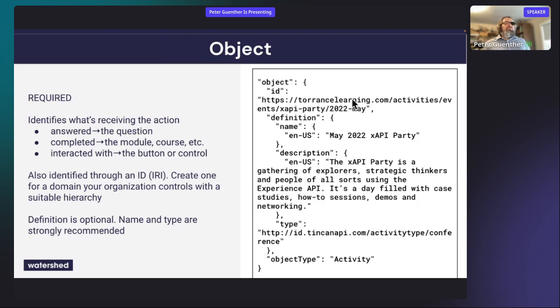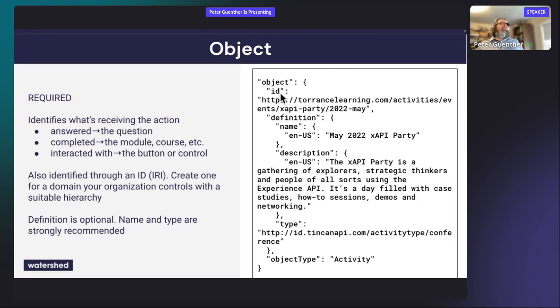So it's Torrance Learning, for now. I could change that in the future to xAPI cohort or Learning Guild, but torrancelearning.com, and they've got a bucket for activities. And within activities, they might have modules, courses. They've also got events. And there's this xAPI party, but they've done 16 of them. And so there's the 2021 December, but we're in the 2022 May. And so we have a nice technical ID to uniquely identify this particular event, this particular activity.